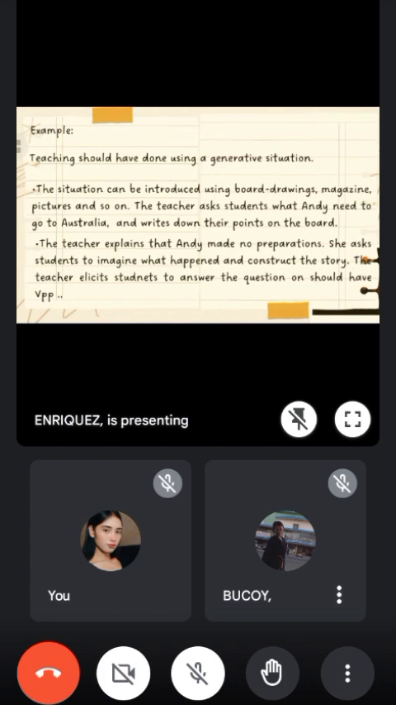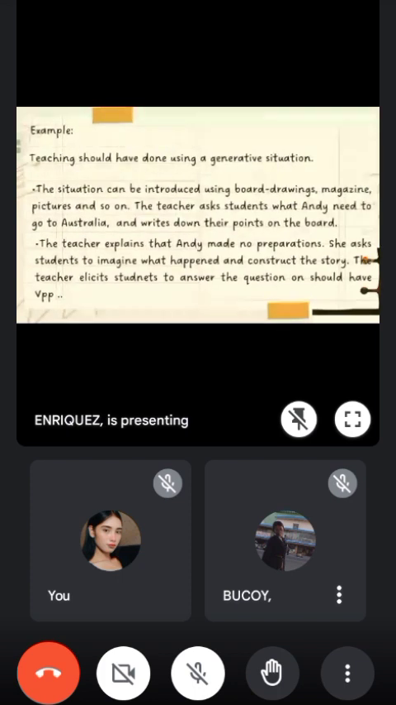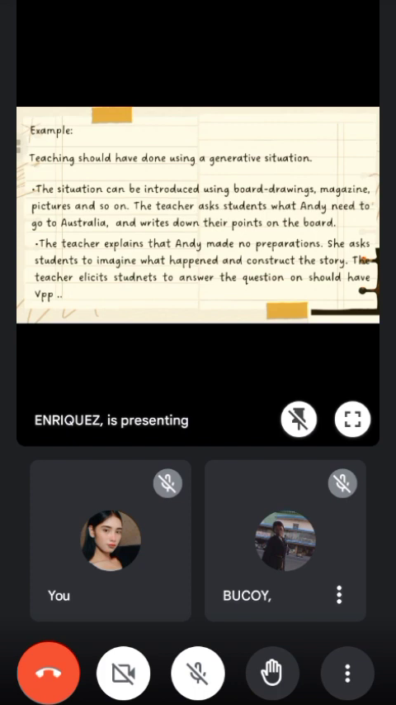The teacher explains that Andy made no preparations. She asks students to imagine what happened and construct the story. The teacher elicits students to answer the question using should have plus past participle, or VPP. So, word examples are know, been, had, gone, won, done, and lost. So, the teacher aims to involve the learners more actively in the class language. The teacher gives examples and the students work out the rules.